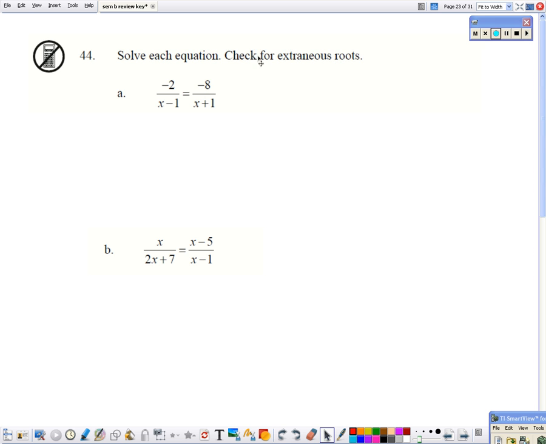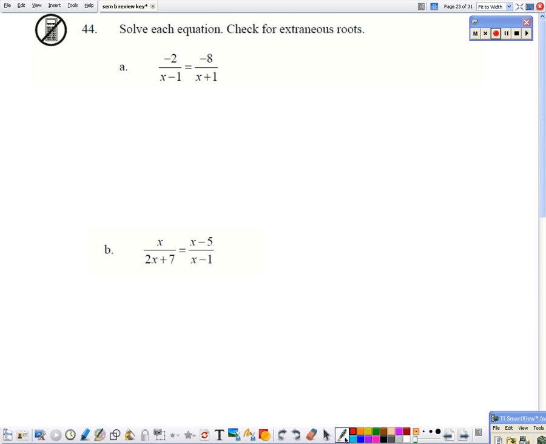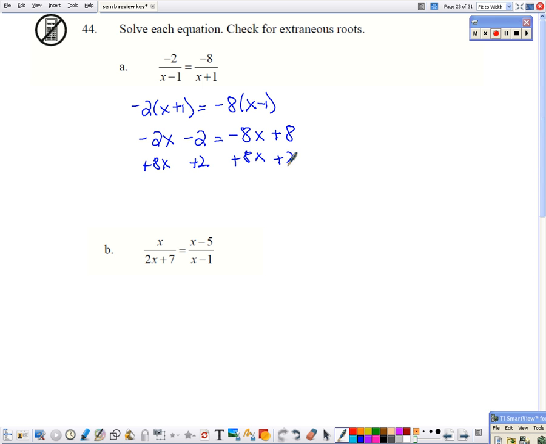Now for solving, I can cross multiply for a. That makes this one the easiest to cross multiply. So negative 2 times x plus 1 equals negative 8 times x minus 1. Distribute the 2, distribute the 8. I'm going to add 8x to the left. I'm going to add this 2 to the right. 6x equals 10. So x is 10 over 6, which reduces to 5 over 3.